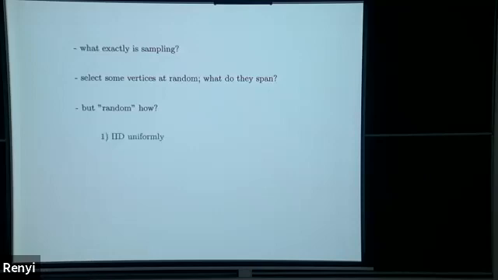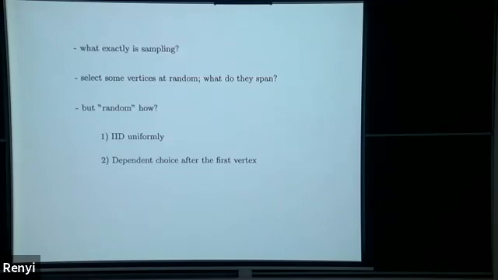Okay, so one possibility is to say, I take k vertices, all of them identically, uniformly from the vertex set VG. So I take one vertex uniformly at random, then the next one independently from the previous one, again uniformly at random, etc. I repeat this k times, then I obtain a sample of k vertices and look at what I have spanned there.